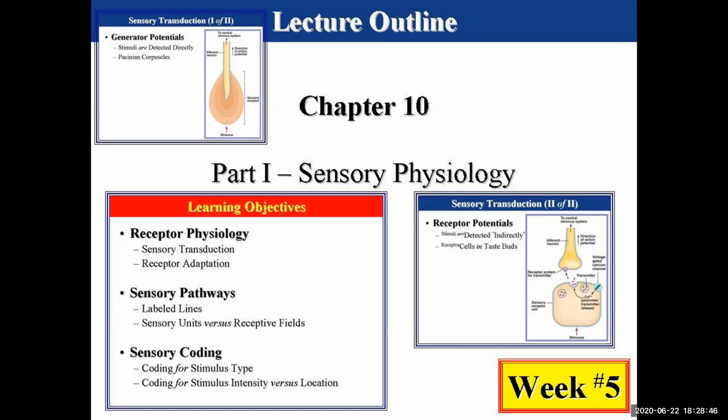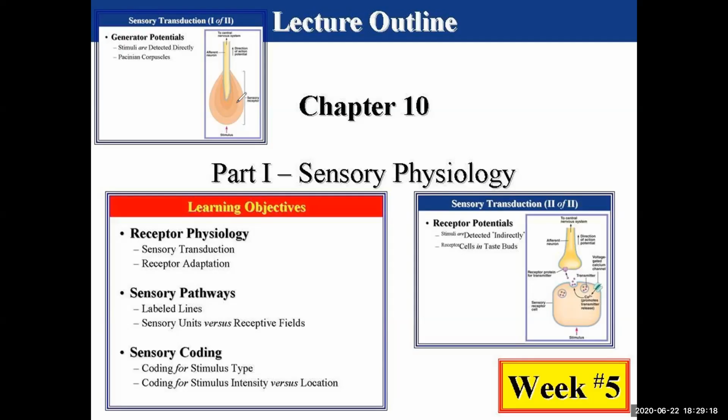Before we begin the lecture, we're going to define two additional graded potentials. So far we've learned that graded potentials are EPSPs and IPSPs. Today we're going to add two more, generator potentials and receptor potentials.